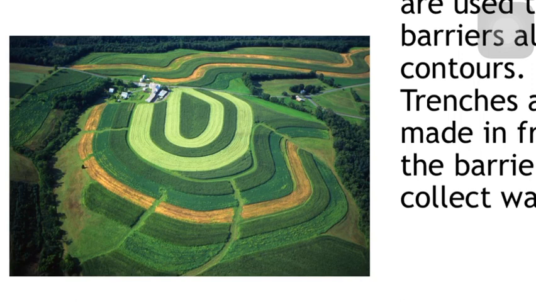Embankments of soil and rocks may be built along the contours. Means some barrier is built along the contours to check the flow of rainwater down slopes. To hold the barriers in place, grass or other vegetation may be planted on them. Sometimes trenches are dug behind the barriers to allow water to collect and seep into the soil.